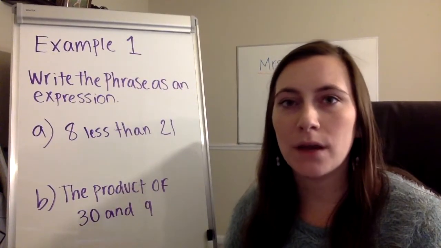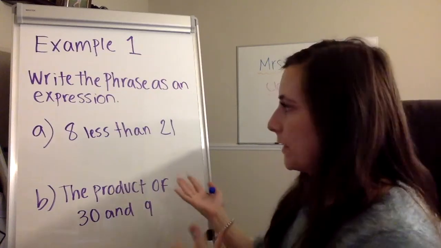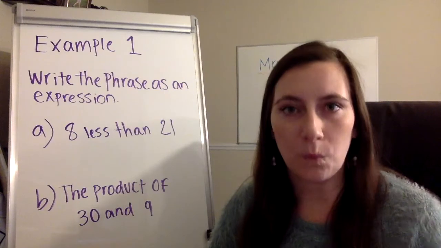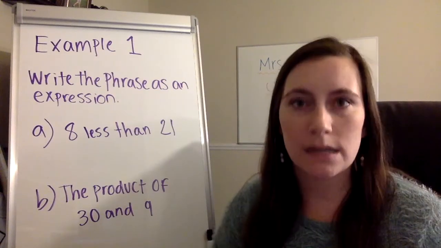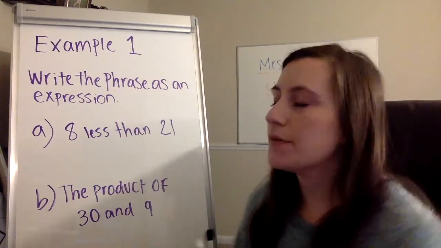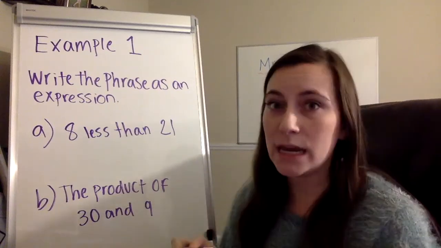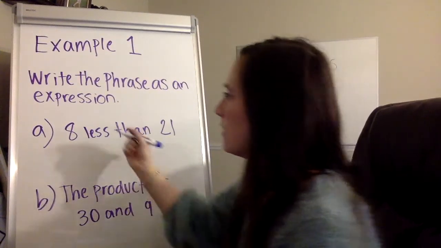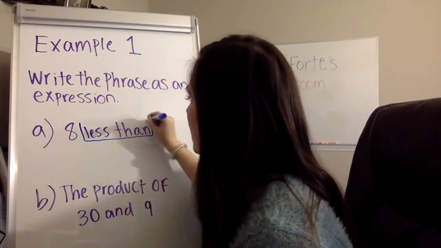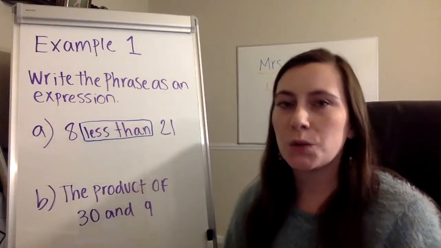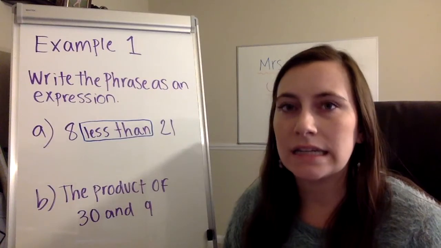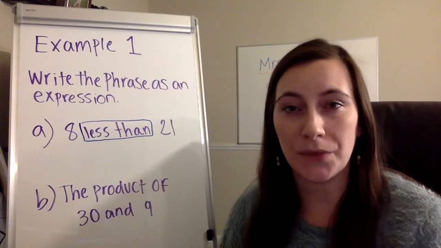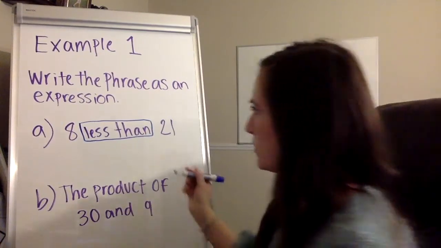So remember, when we are taking a phrase such as this and we are rewriting it as an expression with operations, symbols, and numbers, we have to look and identify the key words. So when we look at 8 less than 21, less than is my key word. So we have to think, what operation does this correspond with? And hopefully you know that less than is taking something away, so it would be subtraction.